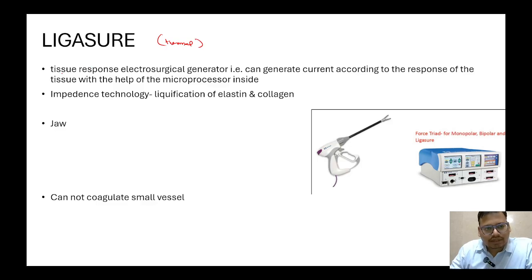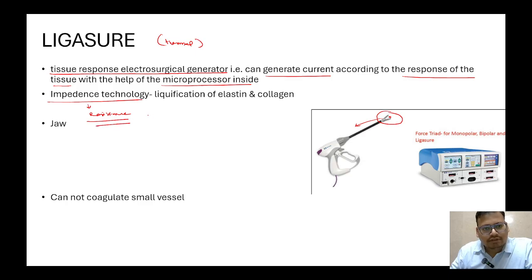What thermal energy? Now there is a tissue response electrosurgical generator. That means it can generate current according to the response of the tissue with the help of a microprocessor inside. So see, there is a jaw. We have to grasp the tissue in between this jaw, and from the tissue the machine gets a response. That response is called impedance technology. Impedance means resistance: how much resistance the tissue is giving.